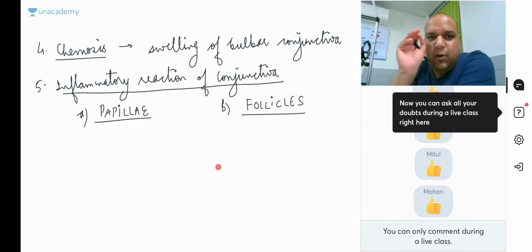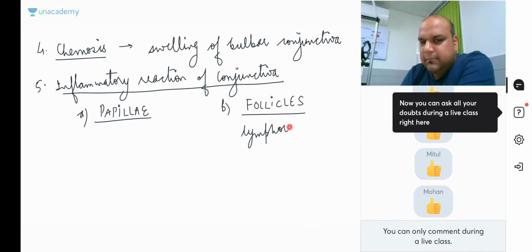So there are two inflammatory reactions. One is called a papilla and the other is called a follicle. What is a follicle? Follicle is basically a lymphoid aggregate.